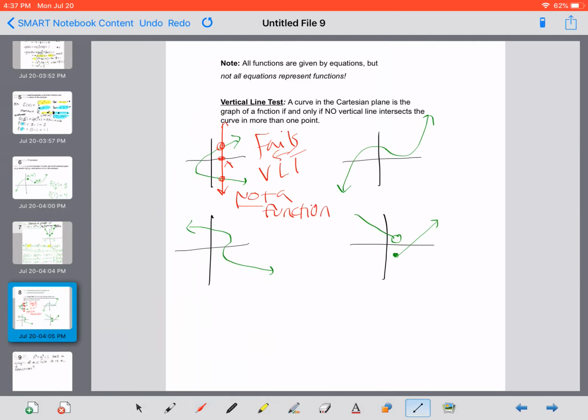All right, what about the second graph here? Well, let's try to draw some vertical lines. This only hits the curve once, this only hits the curve once. Imagine just moving your pencil all the way across this graph, drawing a whole bunch of different vertical lines. It never hits the curve in more than one spot. So this passes the vertical line test, which means this is a function.